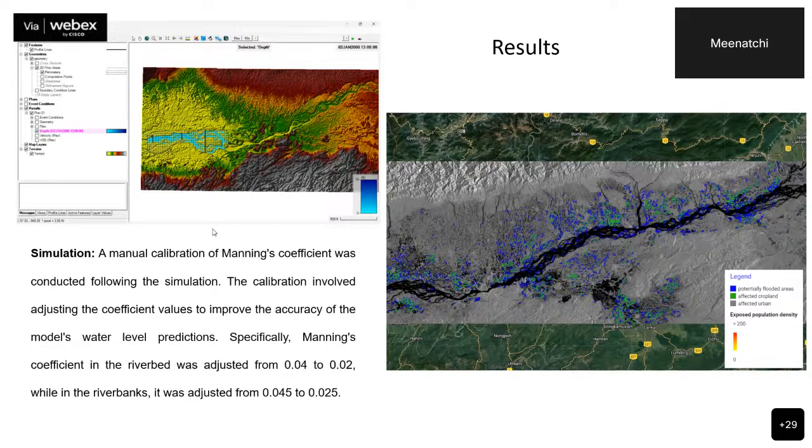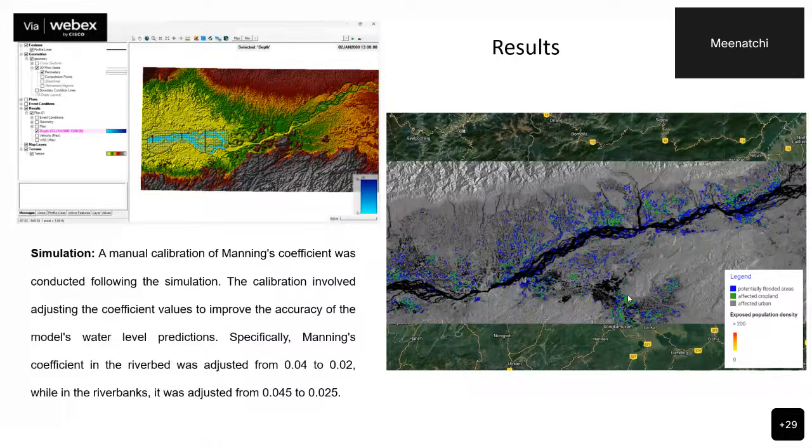And in steady flows, as we know, flow characteristics do not change significantly over time. And here, after the post-processing, we'll be getting the potentially flooded areas, and the affected cropland and the affected urban areas we can differentiate using some image processing algorithms. And if we have the population density, we can overlay it on this, and we can come to know how much has been inundated within that particular simulation period.